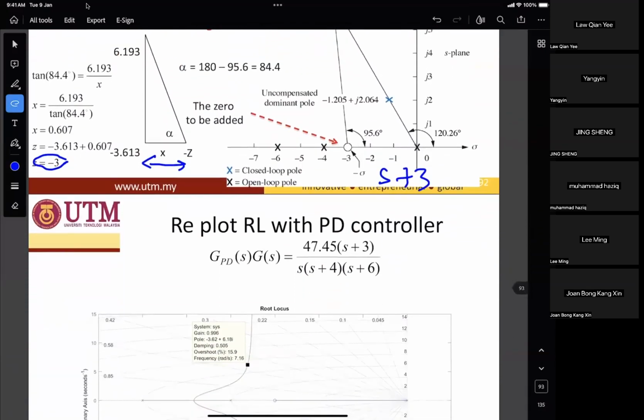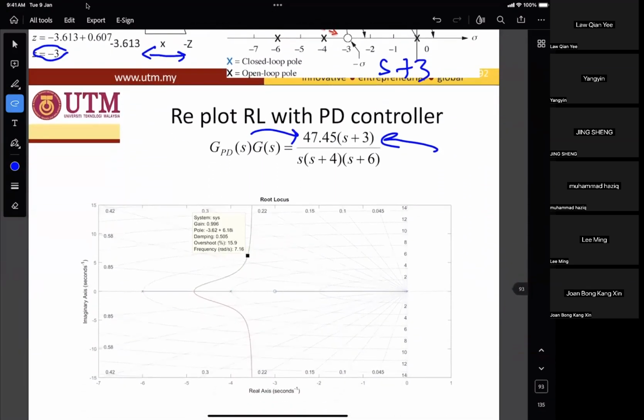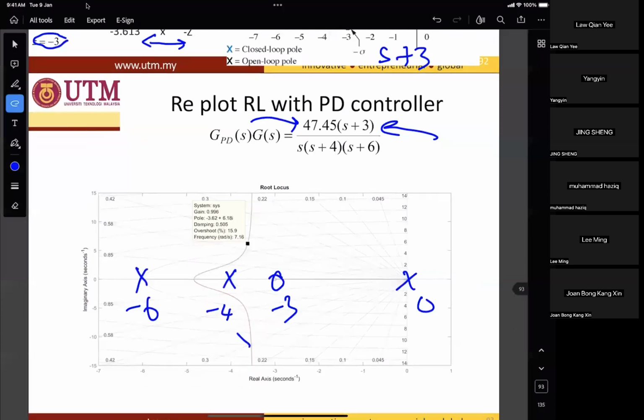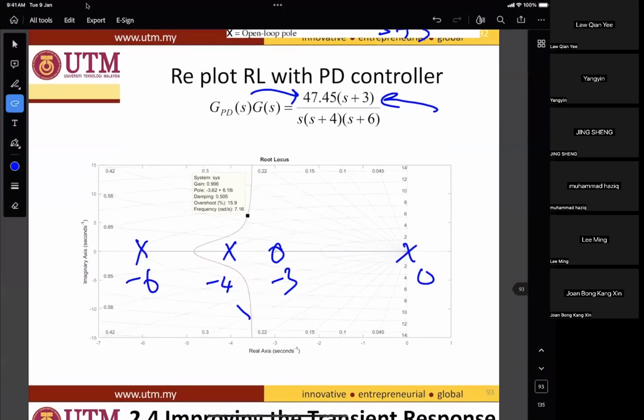So insert s plus 3 here and insert the gain values there, and you will get the response as shown here. This is the 0 open loop pole, this is the -4, this is the -6, and this is the -3. Because of the zero, now the plot has been changed to this shape.